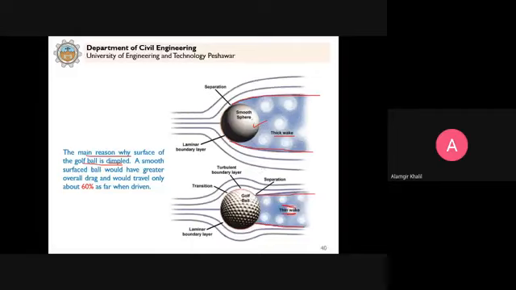As compared to a smooth sphere, the golf ball will travel more distance. This is the reason why the golf ball is like this and it is not smooth, because this will travel more distance. As you can see, we have reduced drag forces in here.